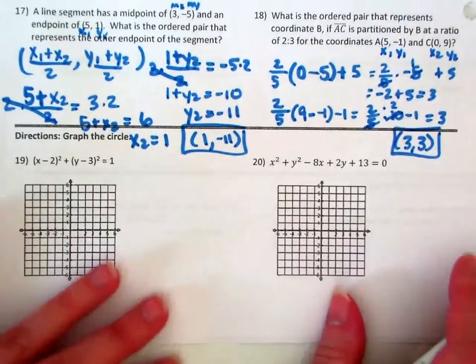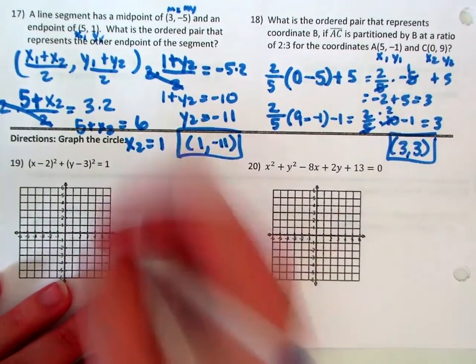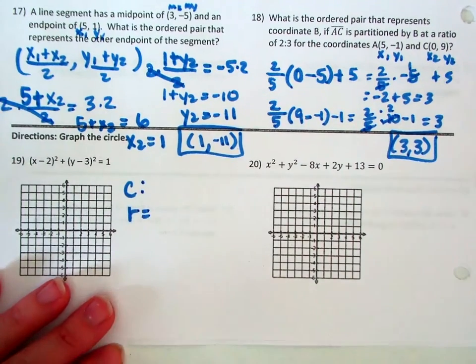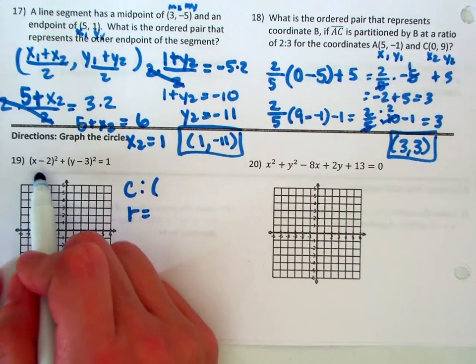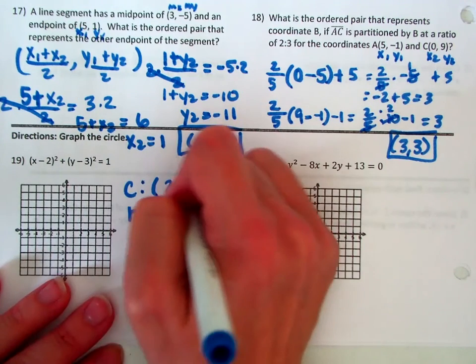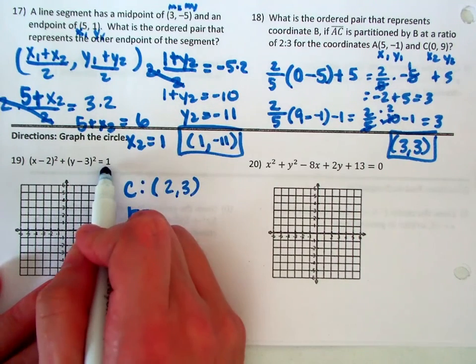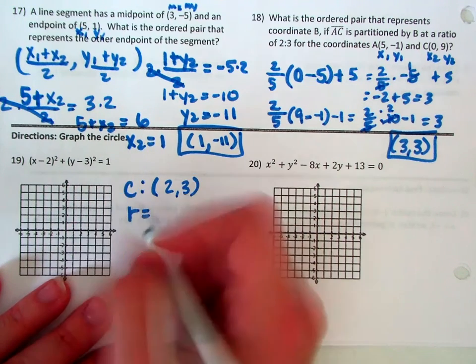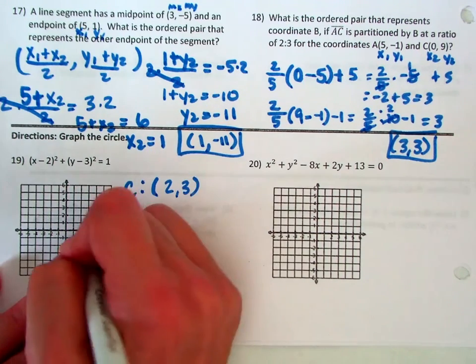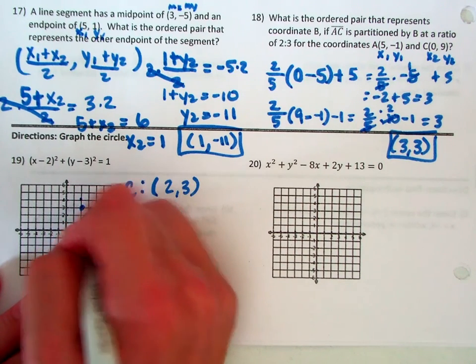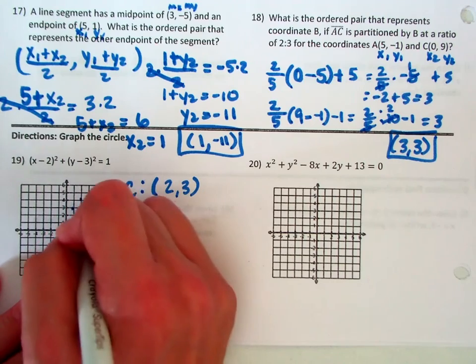On number 19, we're supposed to graph the circle. So there are 2 things you need to know for graphing a circle: the center and the radius. Again, think inside opposite for the center. So +2, +3. And the radius, remember this is r squared, so we want to take the square root of that number to find the radius. So the square root of 1 is 1. So we plot the point (2, 3), and now we go up 1, to the right 1, down 1, to the left 1 for that radius.